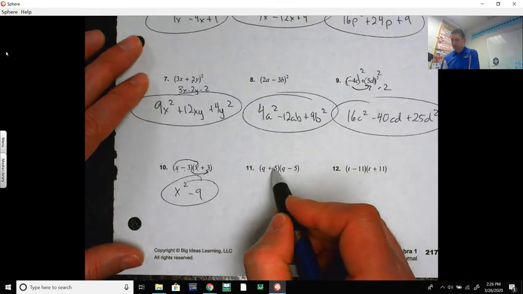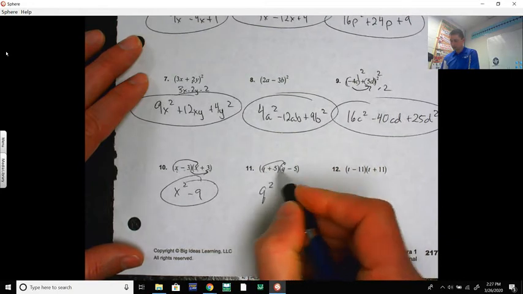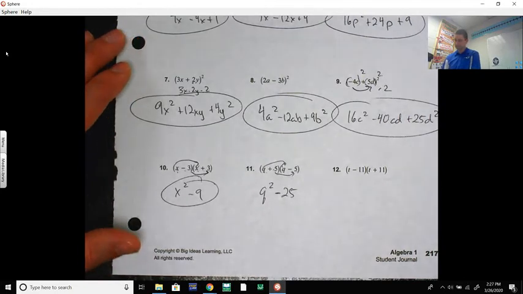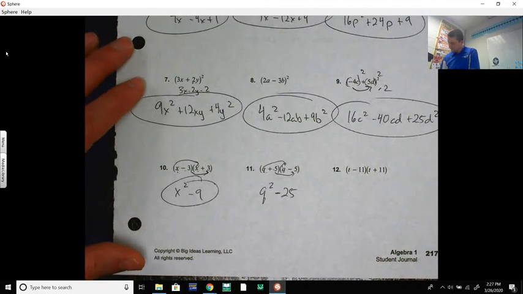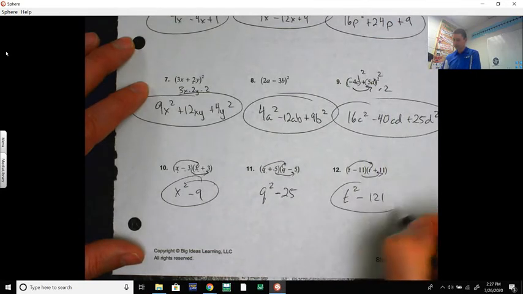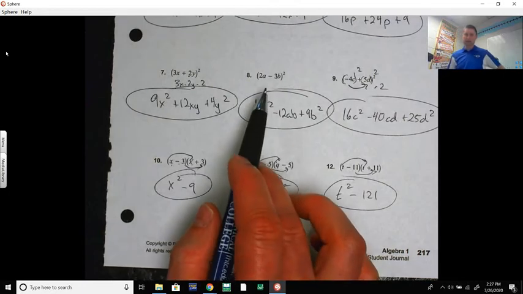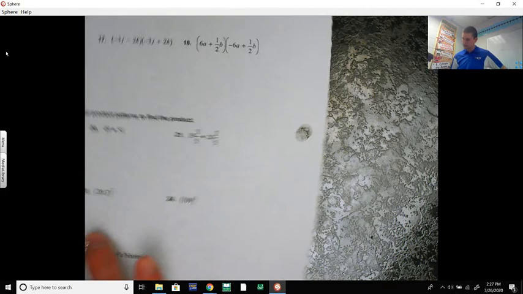Q plus 5, q minus 5. Q's and 5's. So q squared minus 25. Okay, pause it, try the next one. T times t is t squared. 11 times 11 is 121 minus 9. So t squared minus 121. Do not do the shortcut on the ones up above. This only works when you have two different parts. One has a plus, one has a minus.